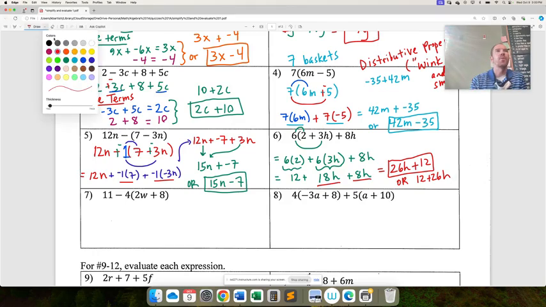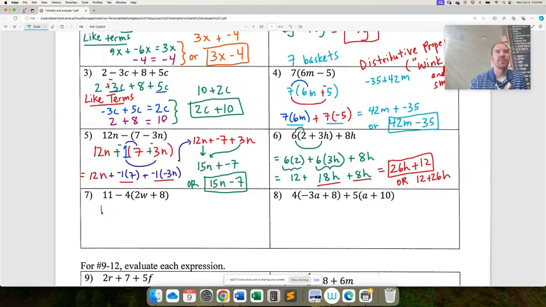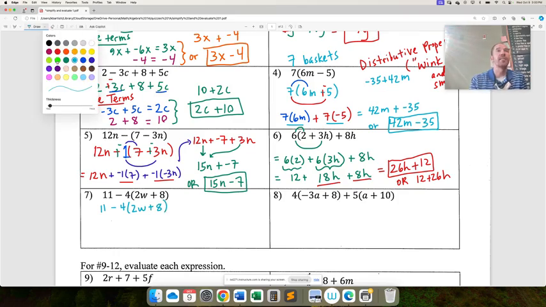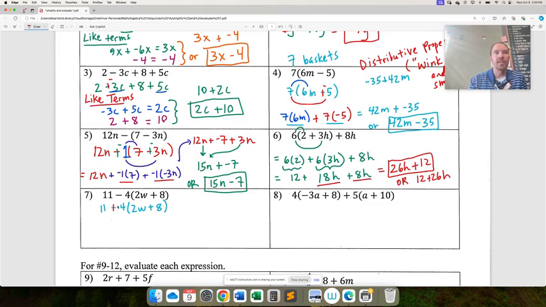Okay. 2 more. Let's see here. First thing I'm going to do on number 7, I'm going to chop slash that -4. This is a very tricky one. So I'm going to chop slash the -4 plus -4. I'm still trying to do order of operations. 2W plus 8 in the parentheses in the group. Can't do it. It's 2 watermelons and $8.